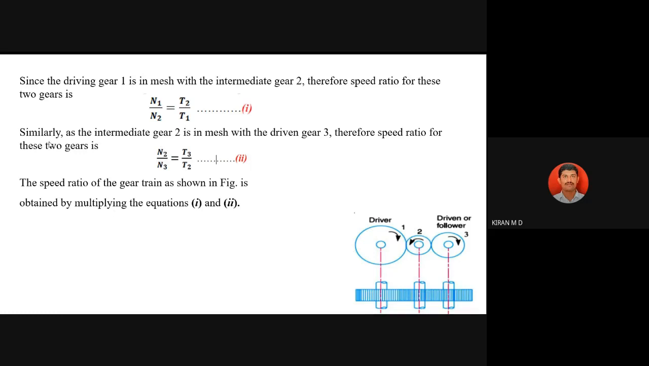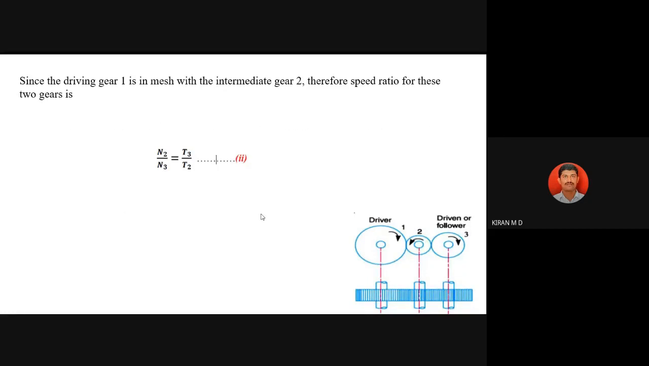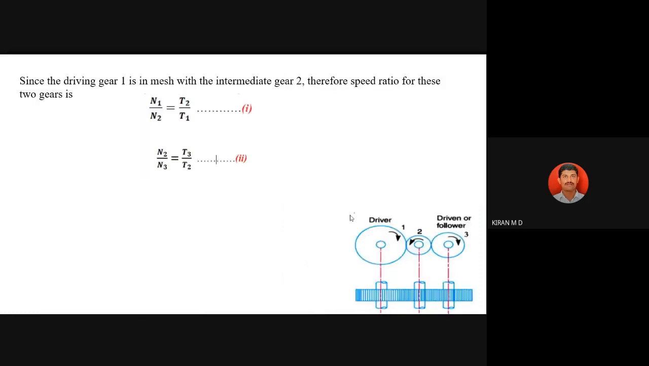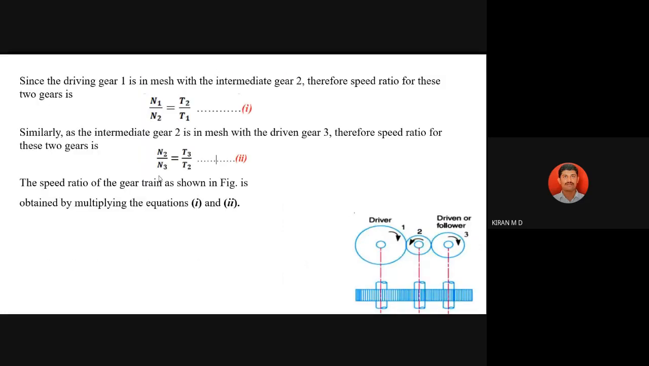Now when the intermediate gear 2 is meshed with the driven gear, gear 3, N2 by N3 is equal to T3 by T2. The speed ratio of the gear train shown in the figure is obtained by multiplying these two equations. If there is one more, the fourth gear as in the previous figure we have seen, this type of gear train consists of 2 intermediate gears, so we get one more equation, that is N3 by N4 is equal to T4 by T3.